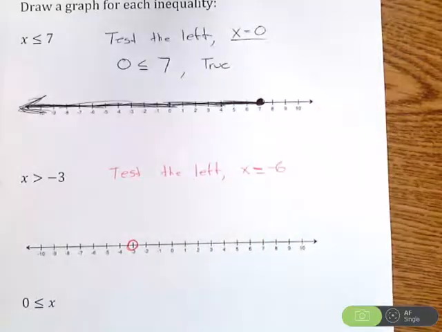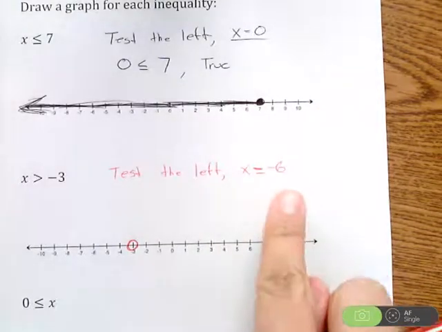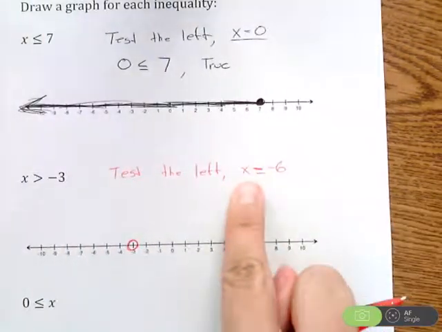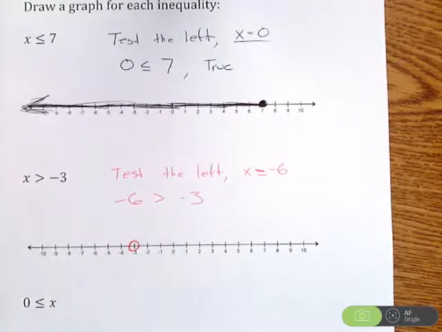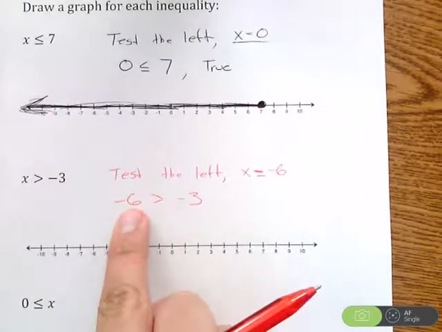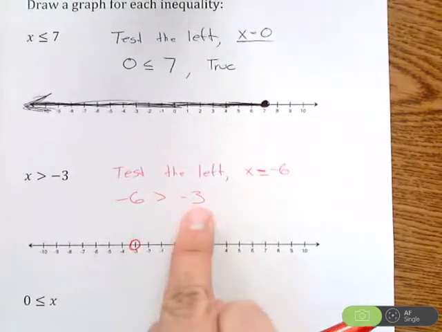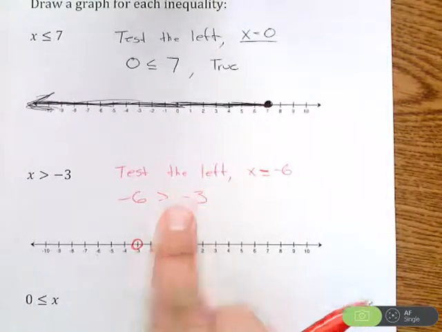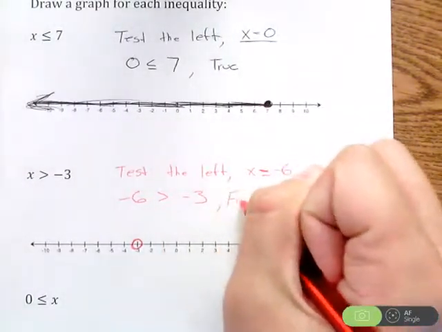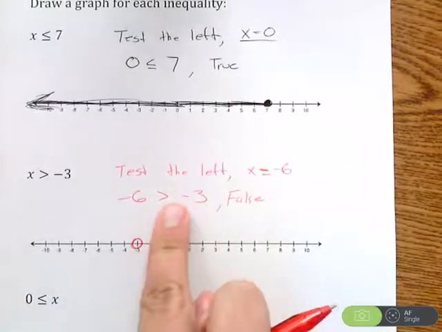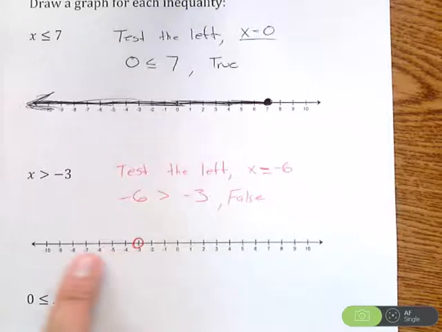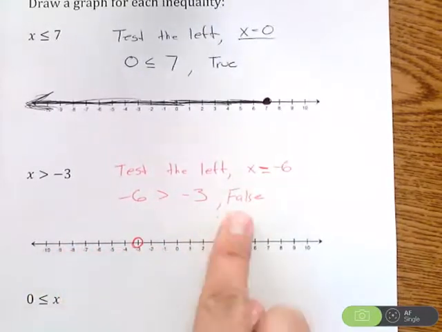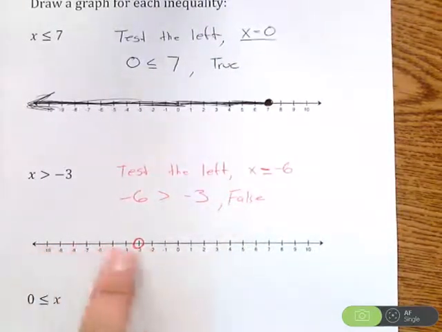So we get something a little bit different here. X equals -6. So if I plug in -6 into the inequality, replace x with -6, I have -6, the inequality, and -3. So I got to ask myself, is -6 greater than -3? Well, it's not. That is false. The bigger number there, -3, is much bigger than -6, so it's false. So I tried to the left, and we failed. If it was true, I would have shaded to the left.